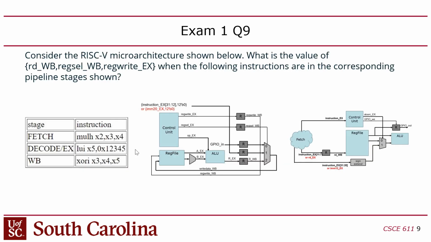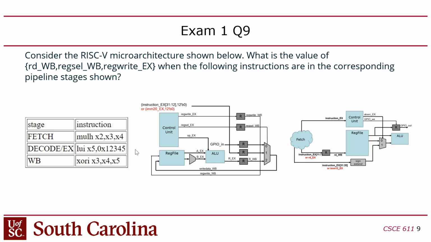Okay, consider the RISC-V microarchitecture shown below. What is the value of the RDWB, reg sel WB, reg write EX, when the following instructions are in the corresponding pipeline stage as shown? So RDWB is going to correspond to the XORI. RD is the register destination, so that would just be 3, right? Because you're writing to register 3.